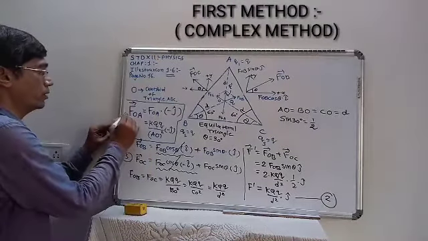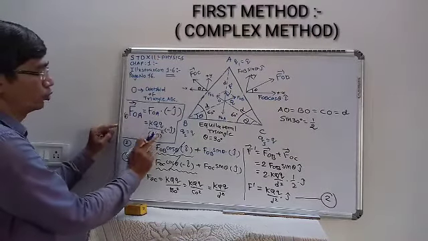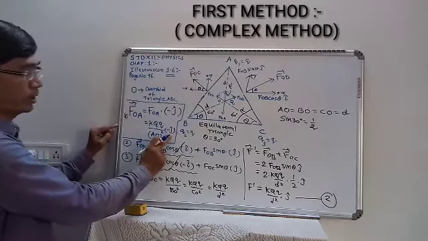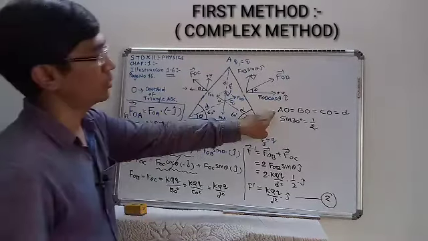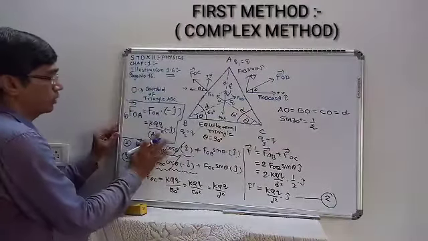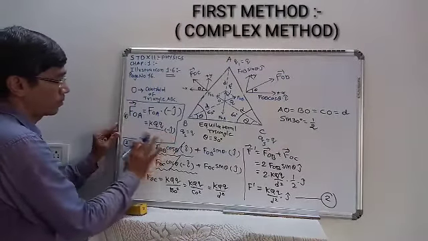Now what is the first equation? KQq upon AO square into minus j. So KQq upon AO square, AO is equal to d. So here we can write this is the d square.